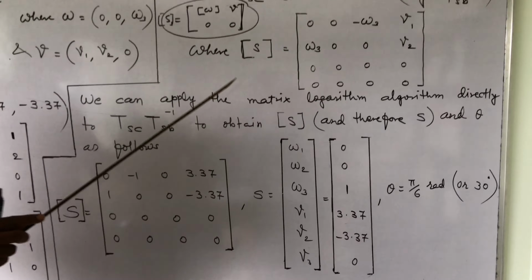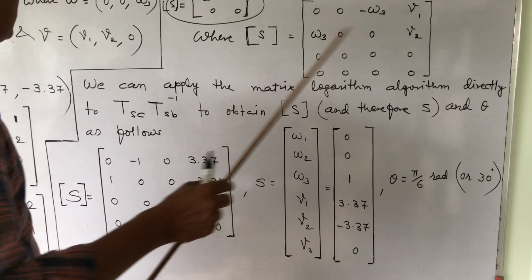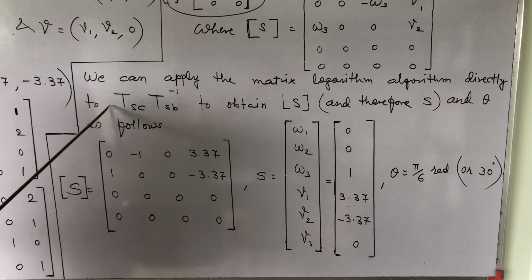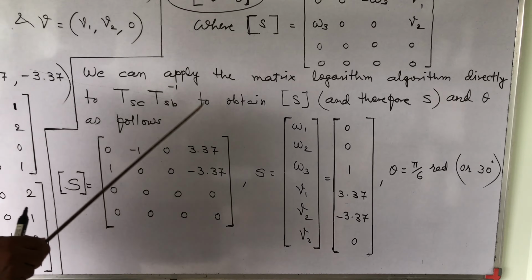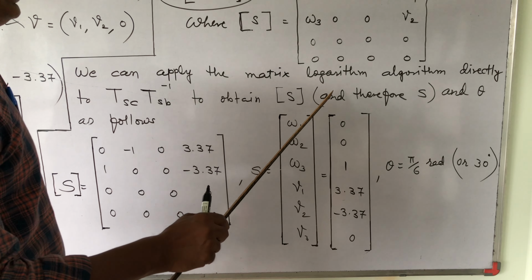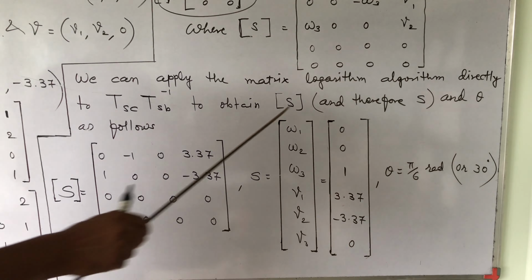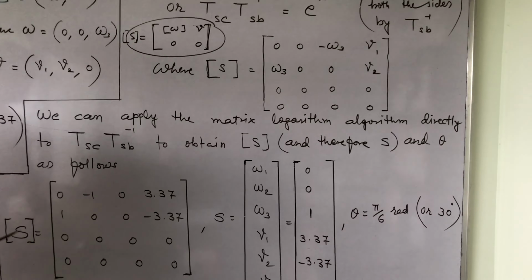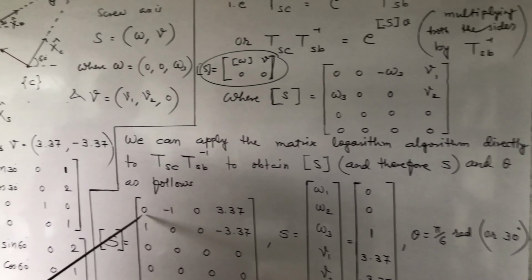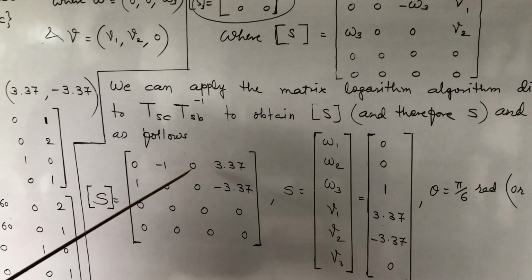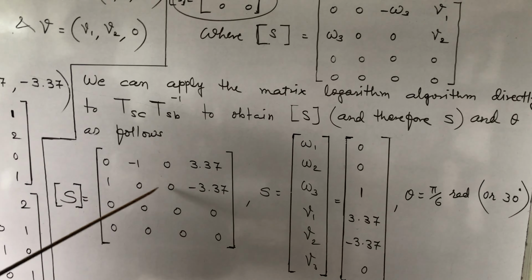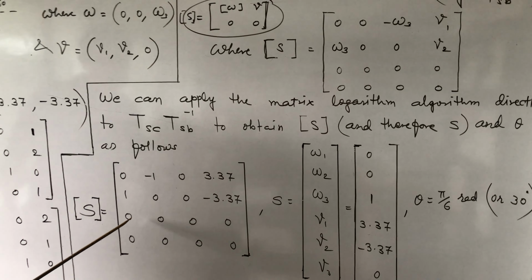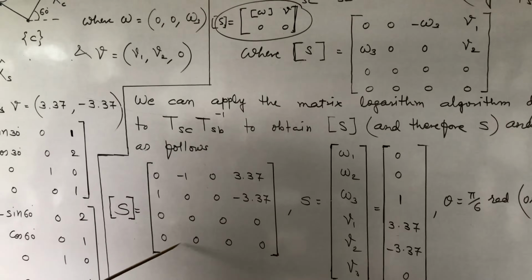We can apply the matrix logarithm algorithm directly to TSC, TSB inverse to obtain S, and therefore S and theta. So S is what? This one, skew symmetric, this one. 0, minus 1, 0, 1, 0, 0. 0, 0, 0, 0, 0, 0.